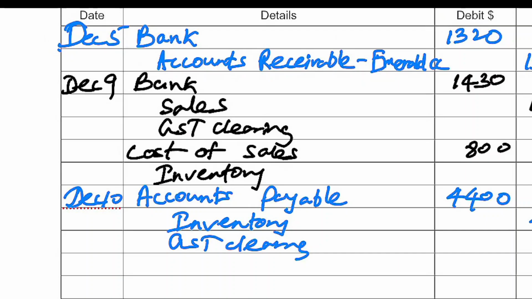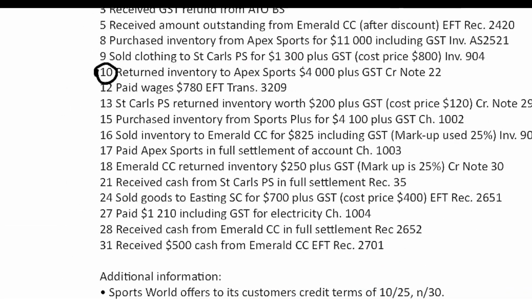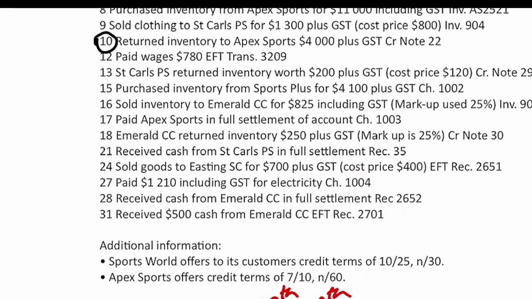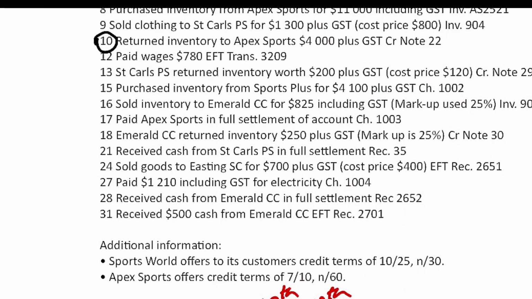Right. Okay, what is happening on the 13th? What is going on the 13th? Sales return. Sales return, very good, thank you. Now, anybody remember the sales returns double entry? Sales.